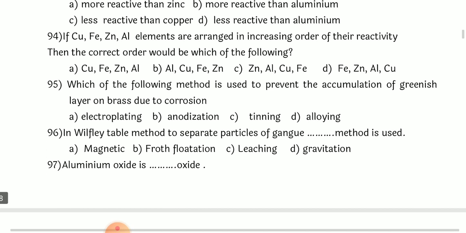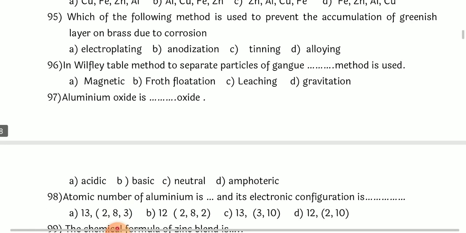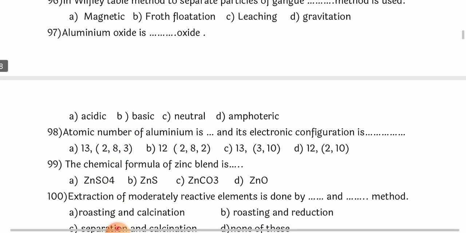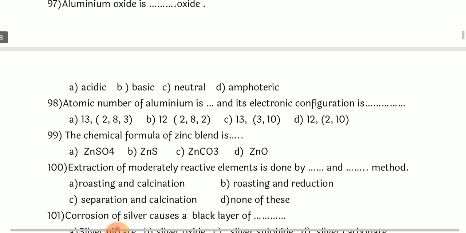Which of the following methods is used to prevent the accumulation of greenish layer on brass due to corrosion? That is tinning, applying tin on the brass. In Wilfley table method to separate particles of gangue, gravitational method is used. Okay, same like household sieving. Aluminium oxide is dash oxide, that we have discussed already. It is amphoteric oxide. So that is option D.